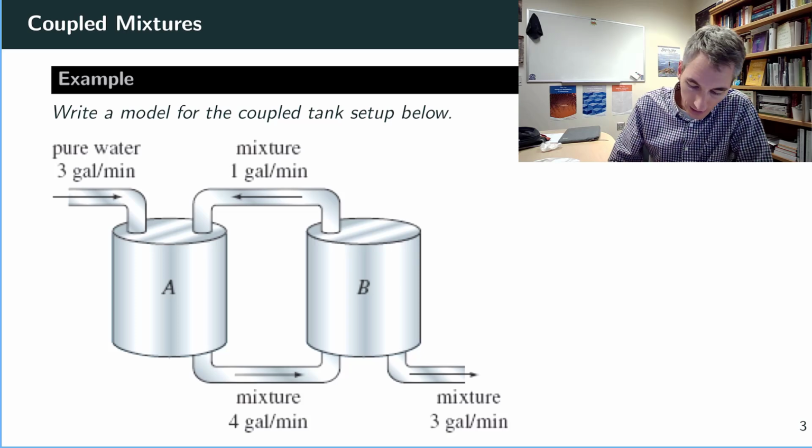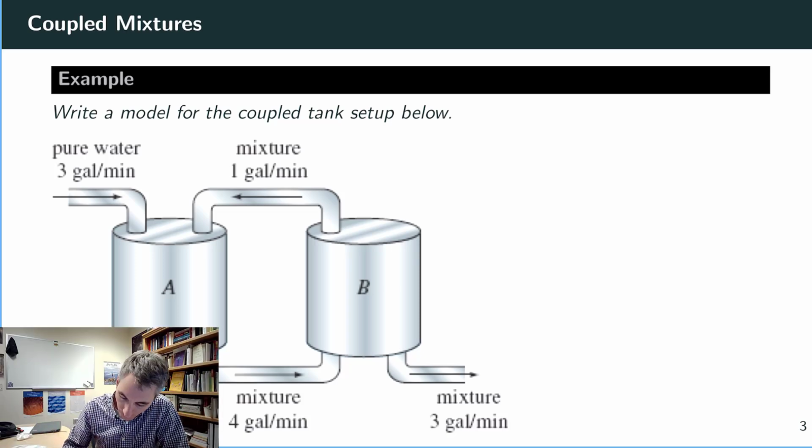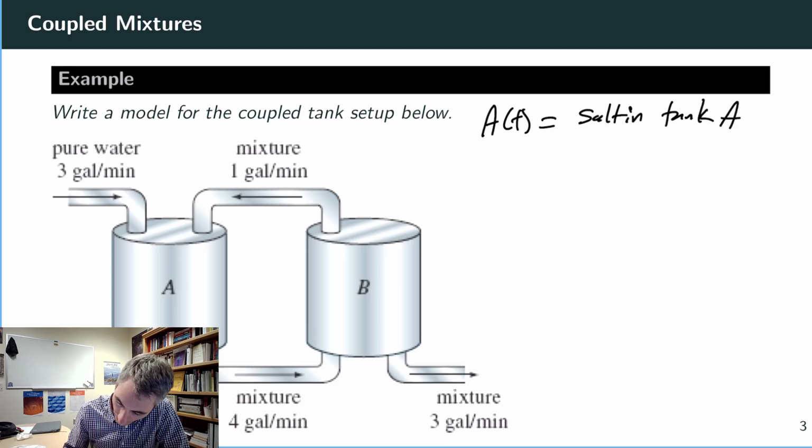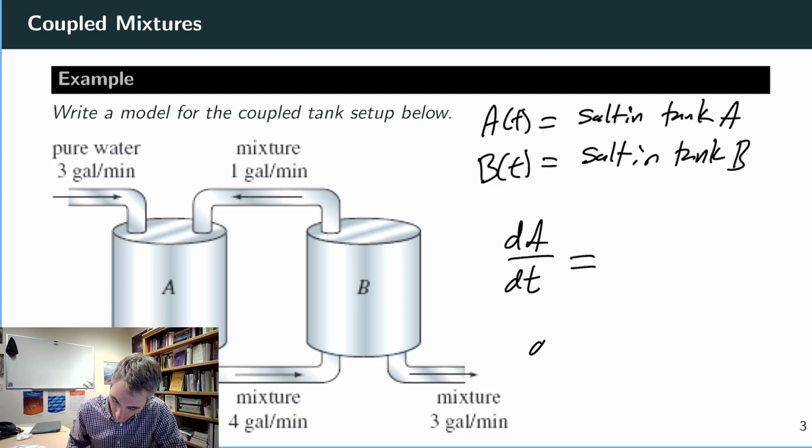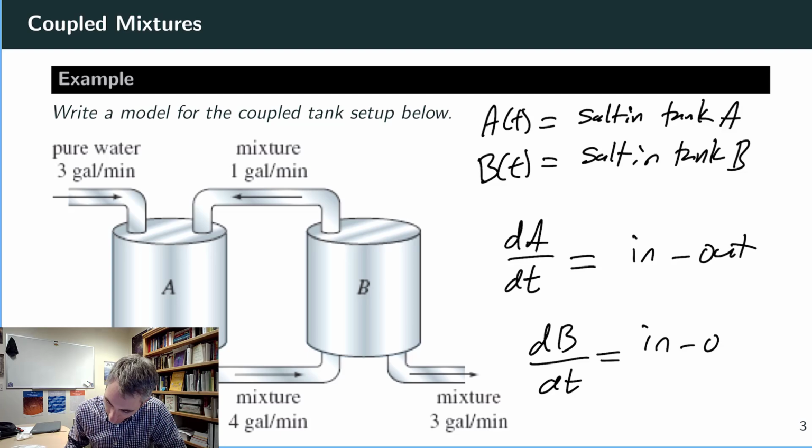We're going to let A of t equal the salt in tank 1, or tank A, I should say, and we'll let B of t equal the salt in tank B. Then what we need is a differential equation: dA/dt equals, and dB/dt equals. Both of these are going to be in minus out, in minus out.